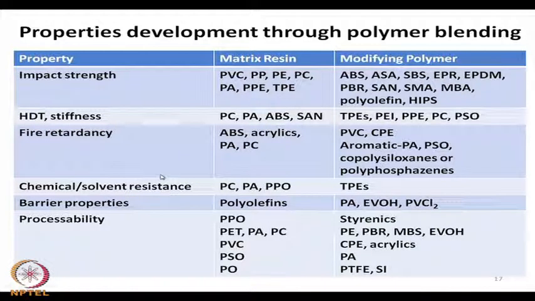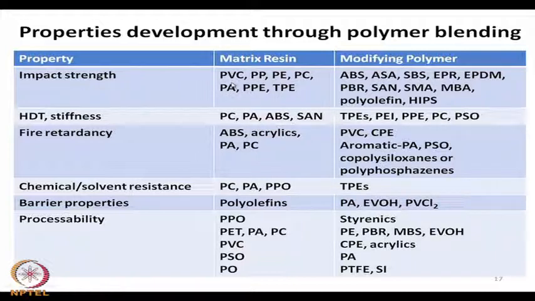Then let us look into the properties of polymer blends which are developed after mixing. Say we want to improve the impact strength, that means we want to modify the impact strength of a polymer. Say suppose we have PVC, polypropylene or polyethylene, these are all homopolymers, and we want to modify the impact property of these homopolymers separately. These are all examples shown in one place over here.